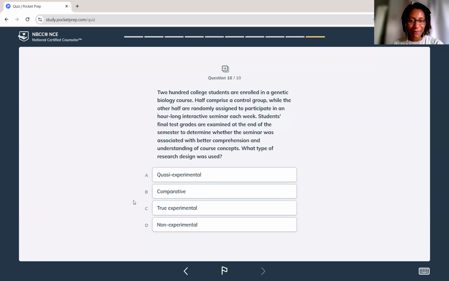Research question. Let's go back. 200 college students are enrolled in a genetic biology course. Half comprise a control group, while the other half are randomly assigned to participate in an hour-long interactive seminar each week. What type of research design was used? Anyone have a guess? Do you know these terms? Have you been studying these terms? If you don't, pause here and go back.